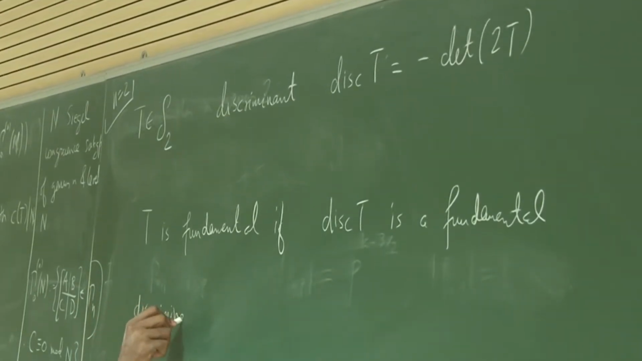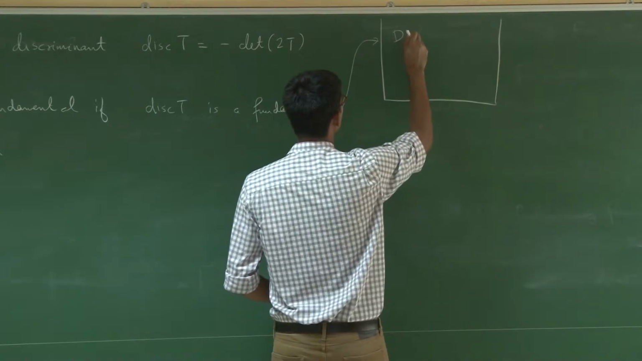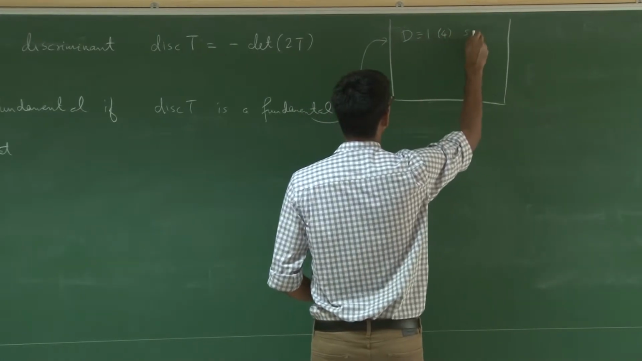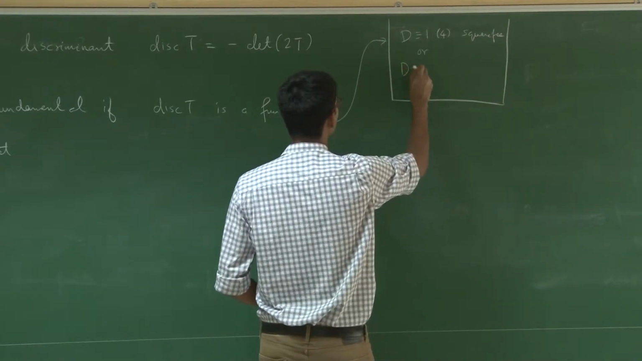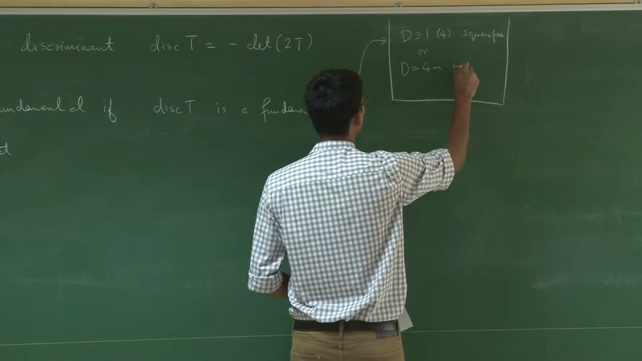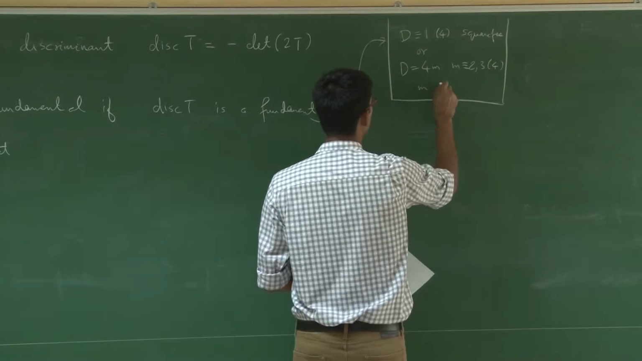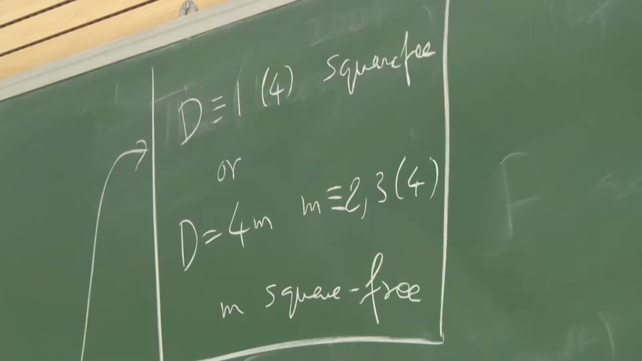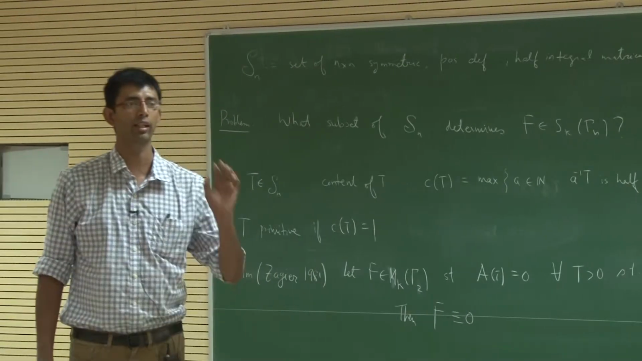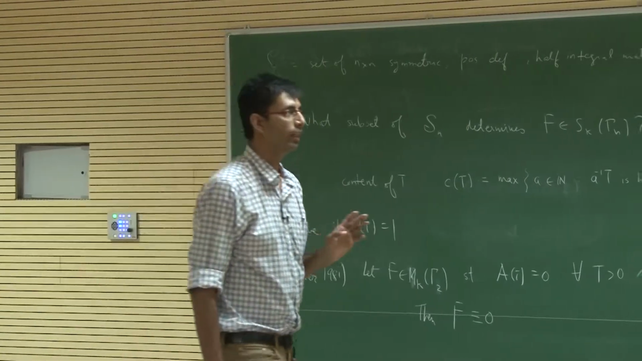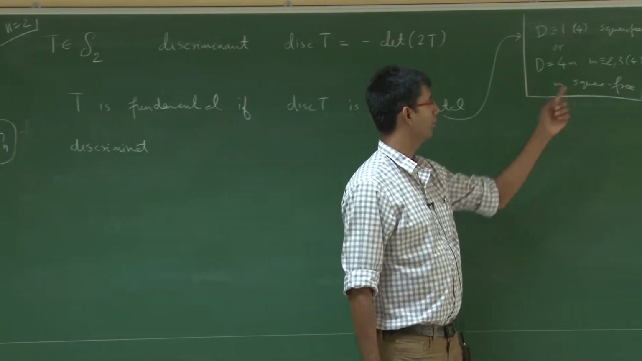And what do I mean by that? This fundamental discriminant means D is either congruent to 1 mod 4 and square free, or D equals 4m, m is congruent to 2 or 3 mod 4 and m is square free. So, if you have an integer, you check if one of these two conditions is satisfied, that is the definition of being a fundamental discriminant. It has a connection with discriminants of quadratic extensions, etc., and if you do not want to bother with it, this is all you have.